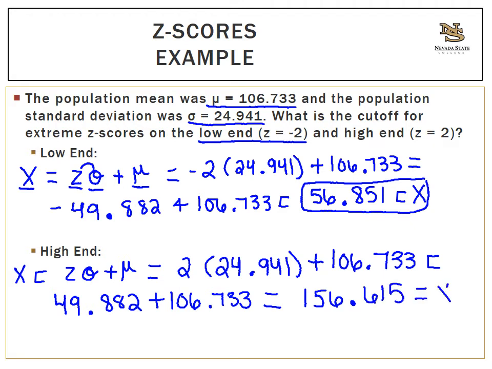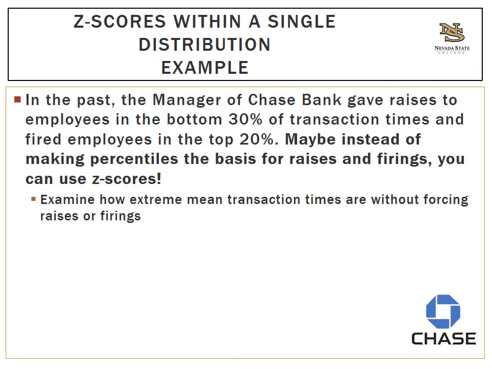So anybody with an average transaction time of 156.615 or higher would have extremely high transaction times. So let's look at a specific example where decisions could be made based on z-scores among these tellers. In the past, the manager of Chase Bank would give raises to employees in the bottom 30% each quarter of transaction times and fire employees in the top 20%, because they're striving for short transaction times to get people through the line quickly.